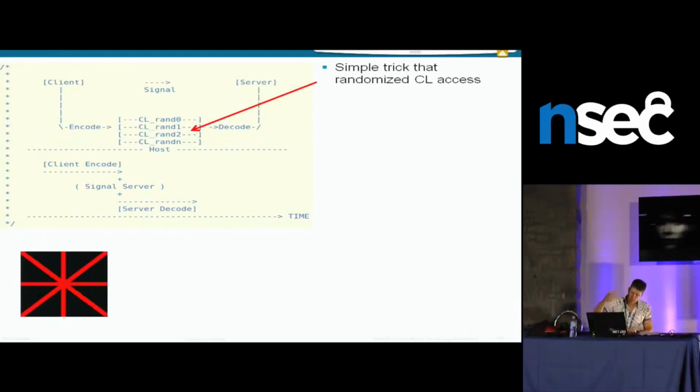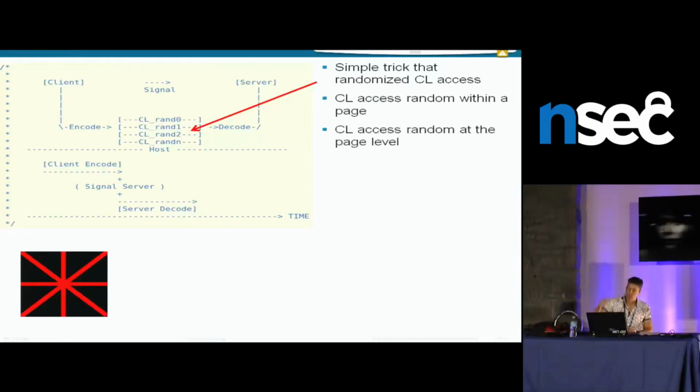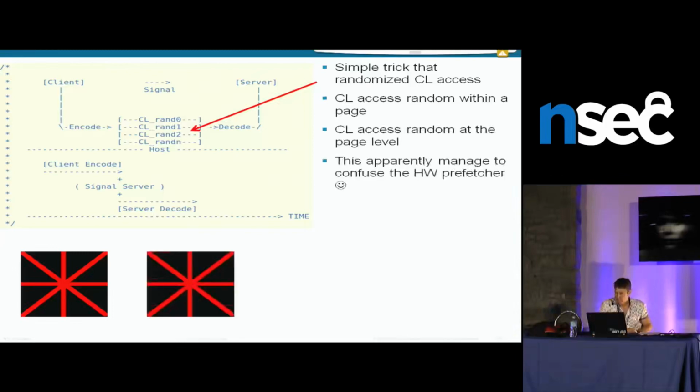So I experimented with a couple of things, and the trick that did it was essentially to randomize the cache line access. I had to do the randomization within a page, and I also had to do the randomization at page level. When I did that, it confused the hardware prefetcher entirely, and at that time, I got a clean picture.